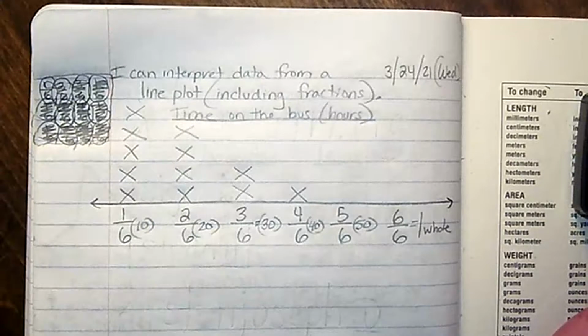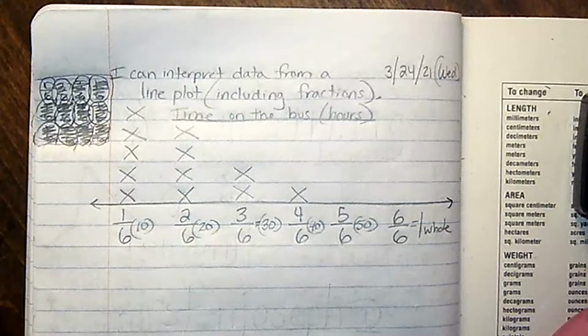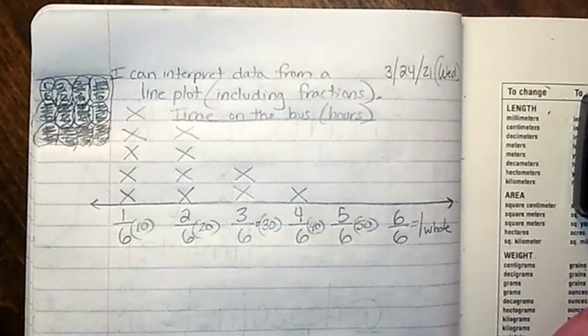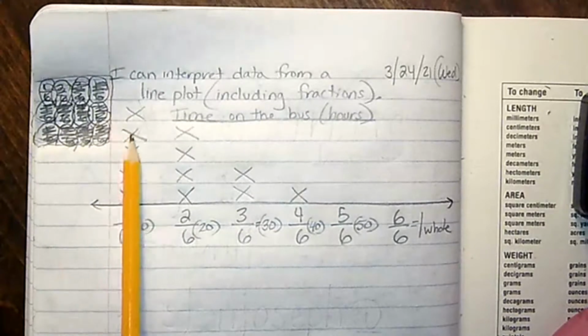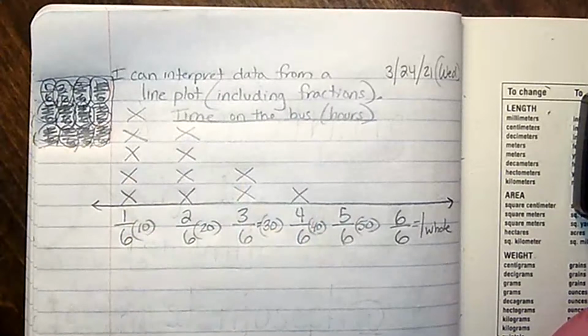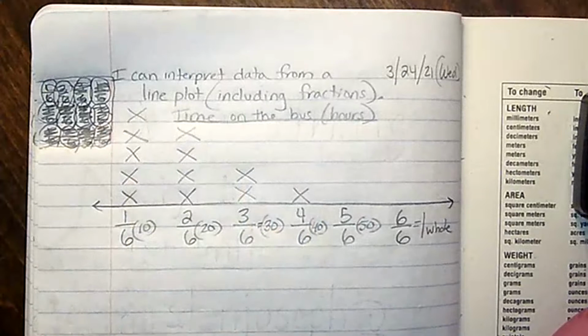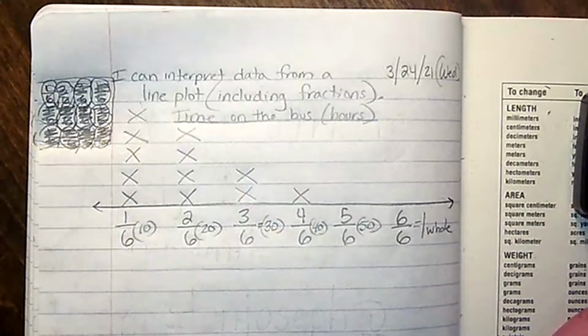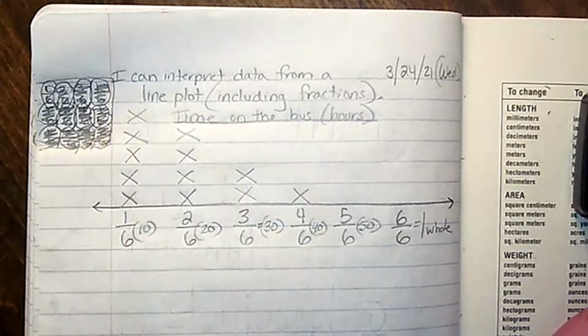Well, how much time did the kids spend on the bus all together? You know what I'm going to have to do? I'm going to have to add something up. Now, a too fast fourth grader would say 1, 2, 3, 4, 5, 6, 7, 8, 9, 10, 11, 12. They spent 12 hours. Well, that doesn't make sense. And we already know that the X's up here are not hours. Those are kids. We have 12 kids on the bus.